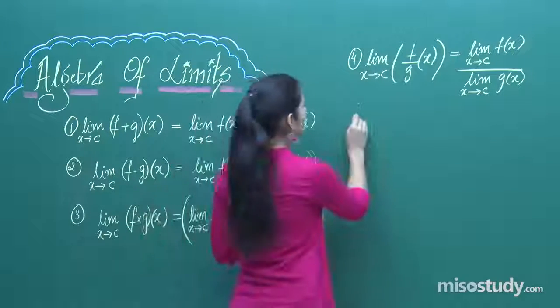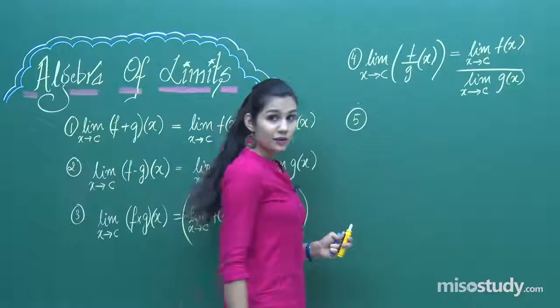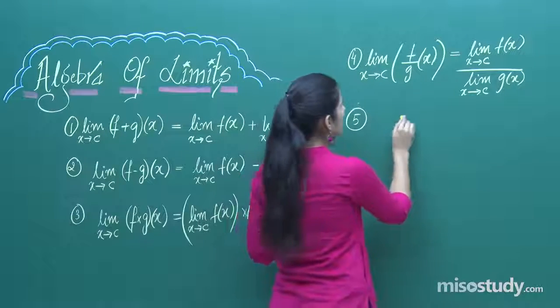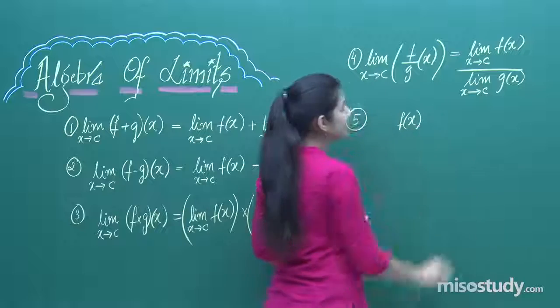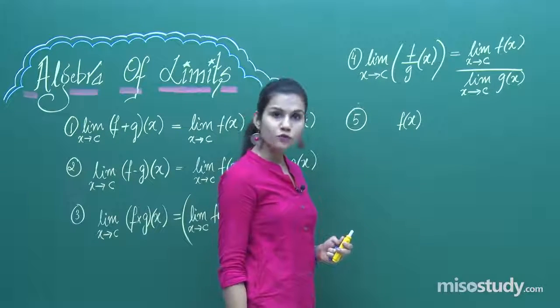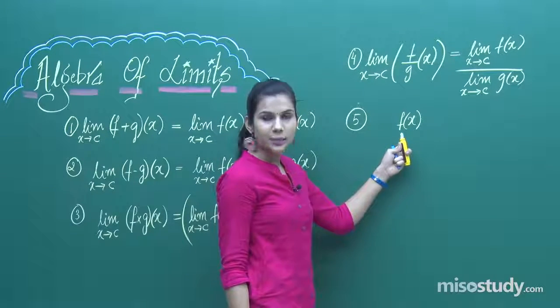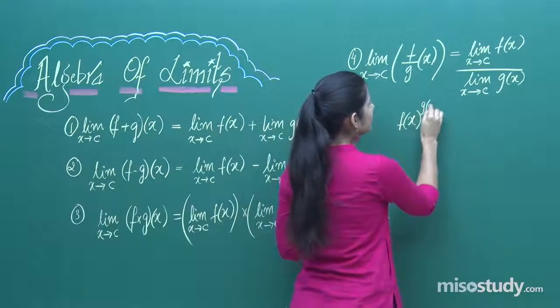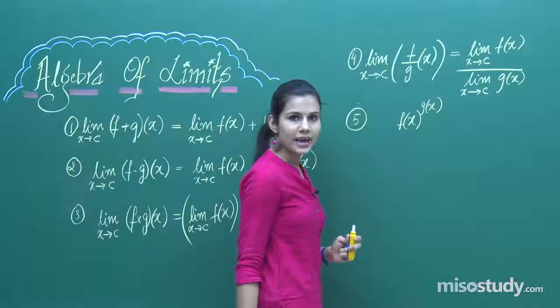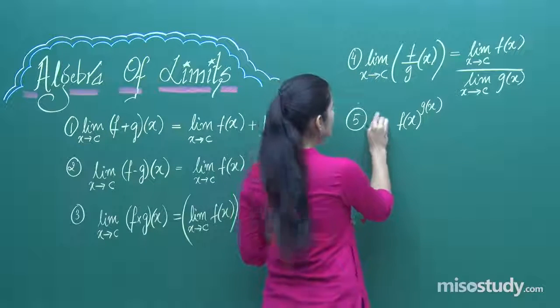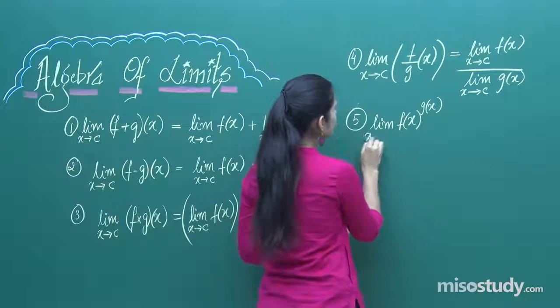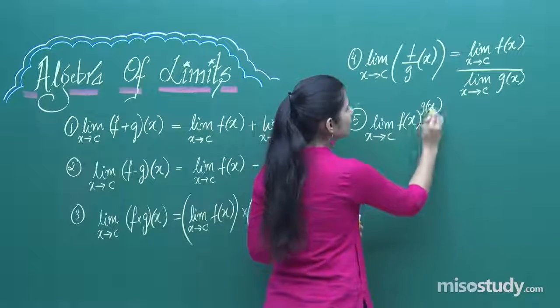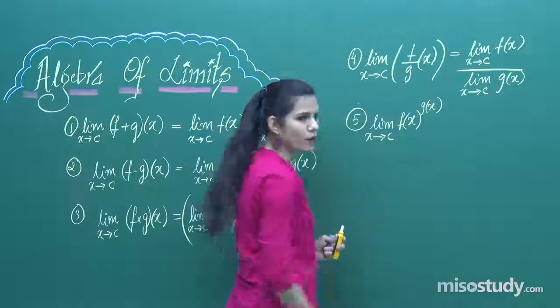In fact, there was one more property which said that if you have an algebraic combination of two functions where one function is the power of some other function, something like this, f(x) to the power g(x), then how do you evaluate the limit of such an algebraic combination of two functions at a point C?